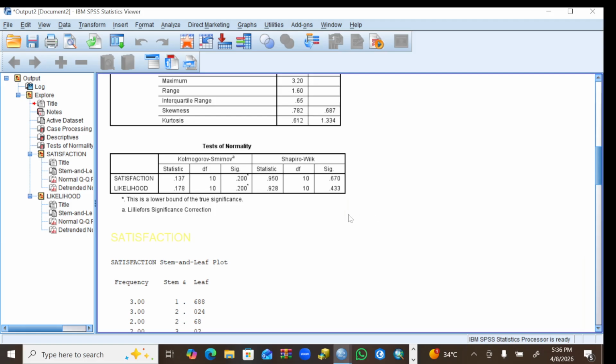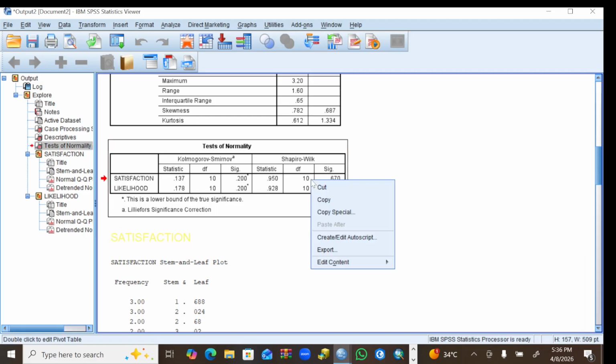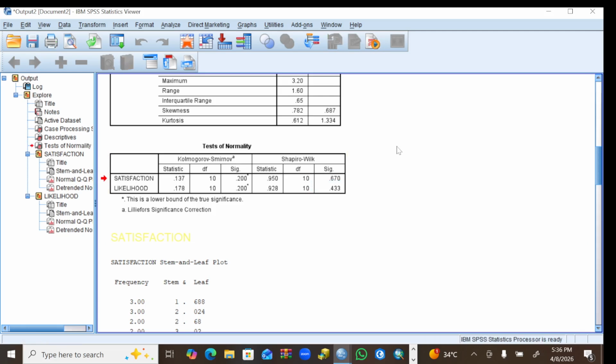I told you the other time you can move this table by right click and copy, or you can use the other method that I told you. You can export them in any other format that you like. You can export them as a Word document or PDF or even PPT, that is a PowerPoint. So now you have seen that this one tells us that the data are normally distributed.